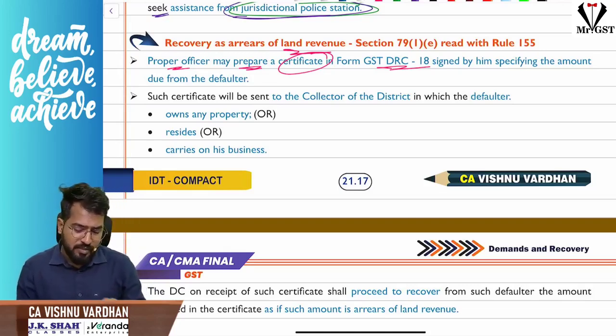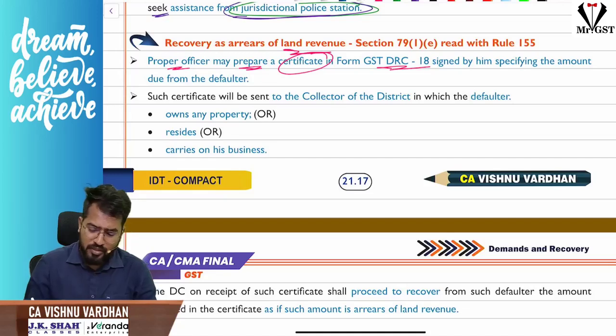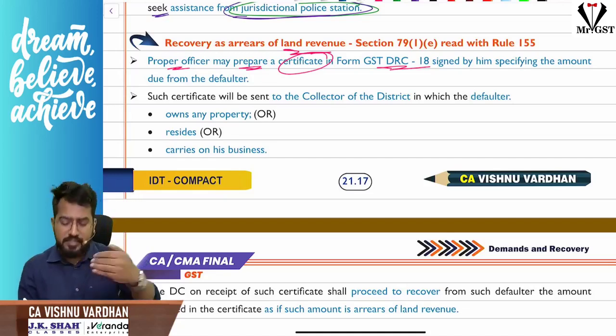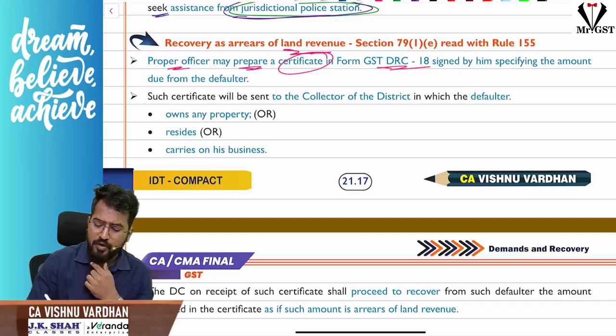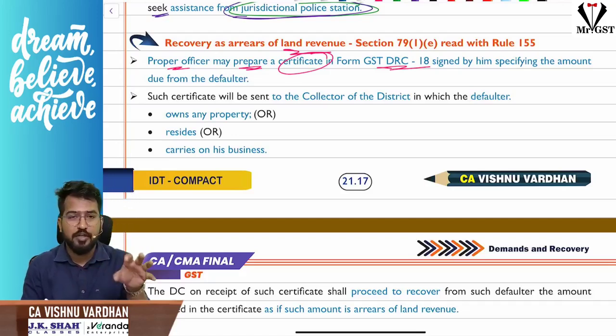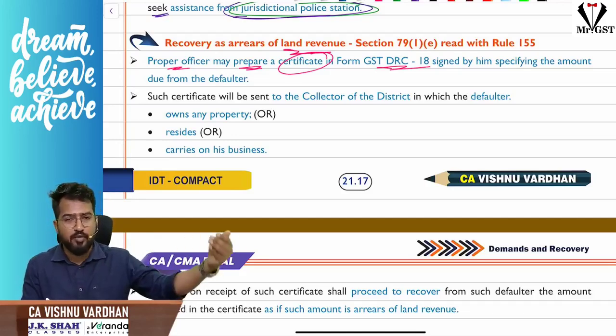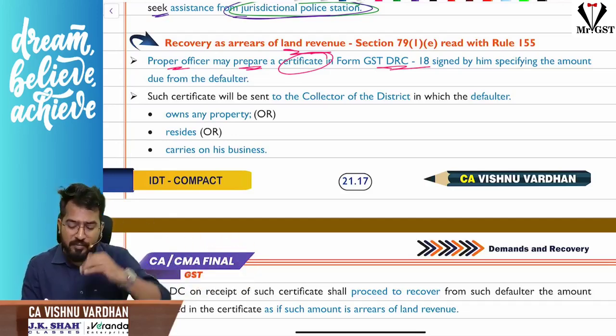Next, the amount can be recovered through execution of a court order or decree, where any amount is payable to the defaulter in execution of any decree in the civil court. See, in the civil court, the defaulter has won some case and some amount has to be paid to him. That amount can be recovered.